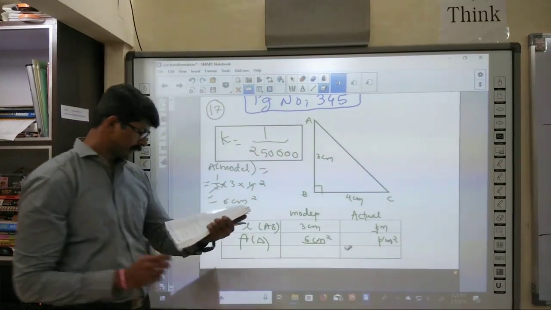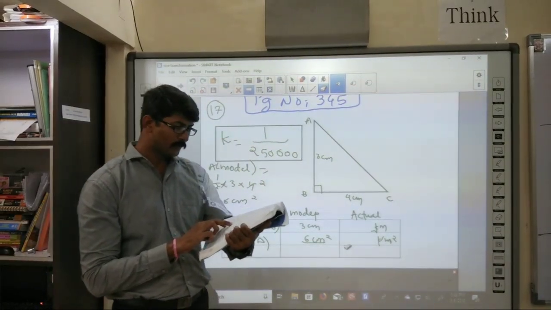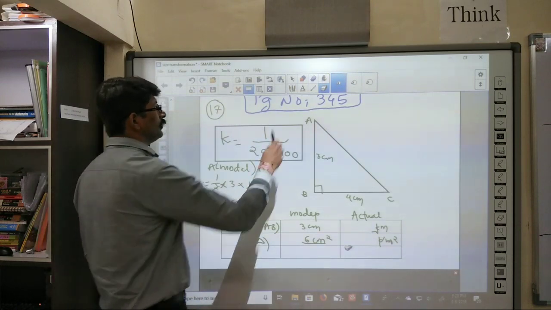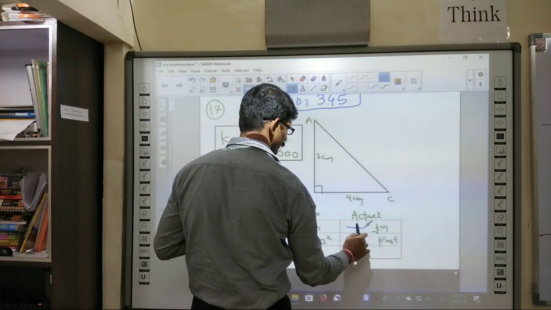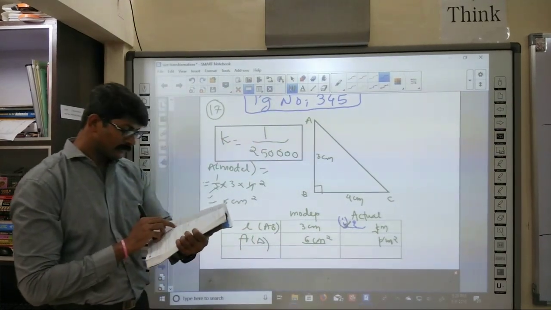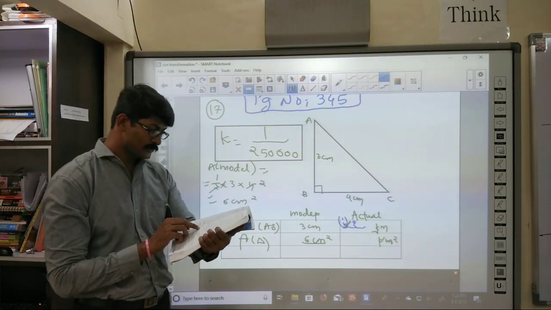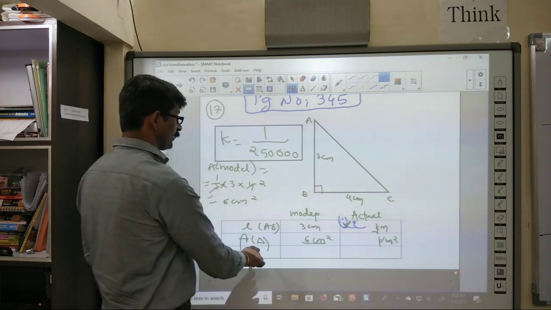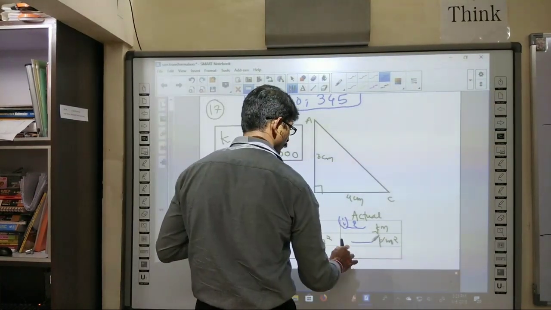So it's given that we need the actual length of AB in kilometers. So that is the first question. And what is the second part of the question? The area of the plot in square kilometers.